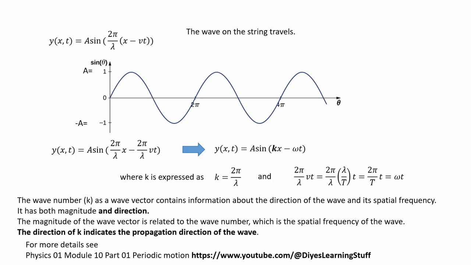Here we have a wave equation as shown with its plotted figure. The wave on the string travels in the positive x direction with a constant velocity v, and moves a distance v times t in a time t. The wave number k as a wave vector contains information about the direction of the wave and its spatial frequency. It has both magnitude and direction. The magnitude of the wave vector is related to the wave number, which is the spatial frequency of the wave. The direction of k indicates the propagation direction of the wave.